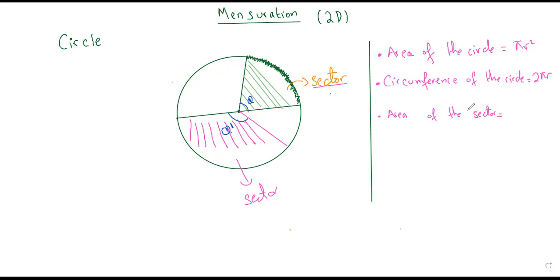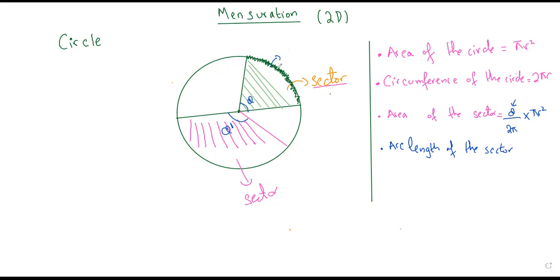Okay. So area of the sector is going to be theta divided by 2 pi multiplied by pi r square. Okay. This is how we find the area of a sector. So theta would be the angle that is making that sector divided by 2 pi multiplied by pi r square. What is the arc length of the sector? Now, what is the arc length?